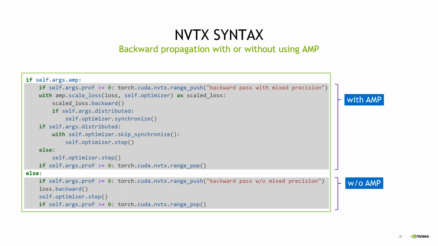Since you cannot use these two pieces of code at the same time, but you want to understand how much time is spent while using AMP or without using AMP, this is what you can do. You can create nested regions to identify blocks that you're interested in.